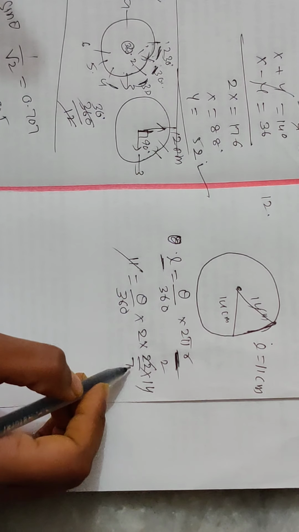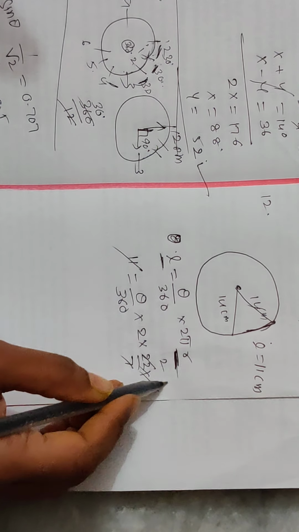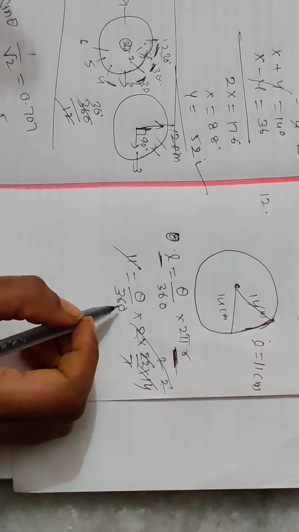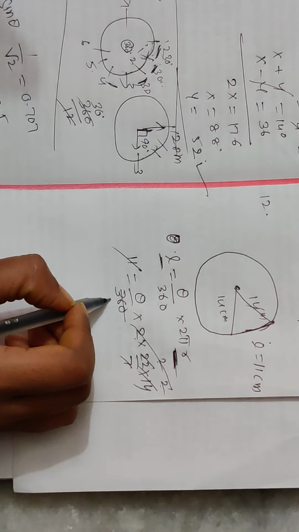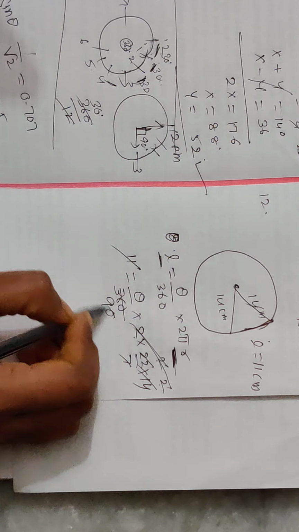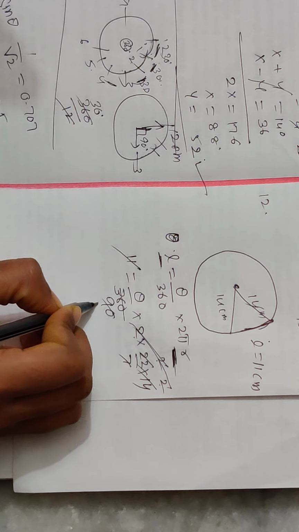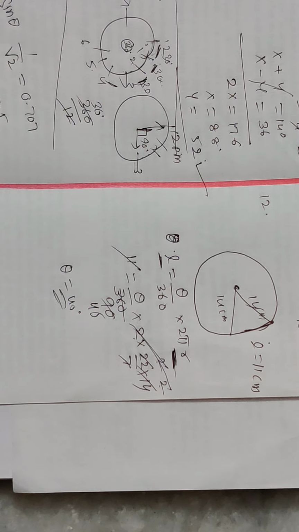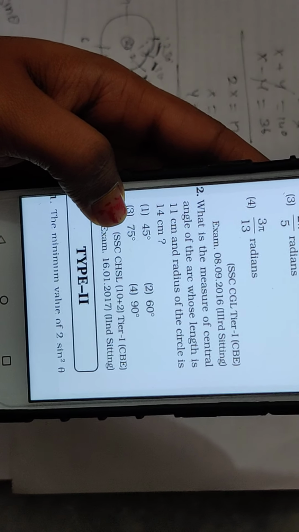Simplifying, 11 is 2 times 22 by 7, 2 times 14 is 4 times 22, which gives 8. So theta is 45 degrees. So 45 degrees means option 1.